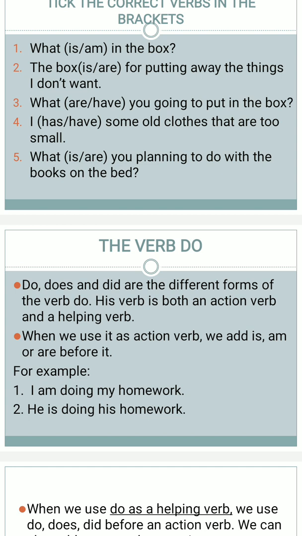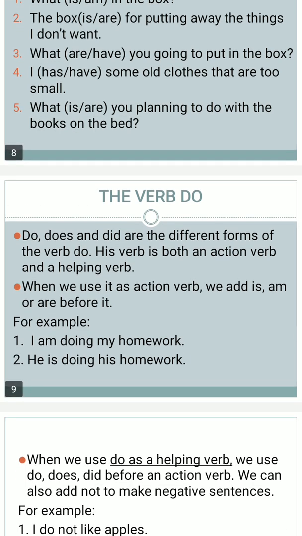I has or have some old clothes that are too small. With I, we always use the helping verb have. So the answer would be I have some old clothes that are too small. What is or are you planning to do with the books on the bed? Similarly, as I've already told you, with the word you, we always use are. So it would be what are you planning to do with the books on the bed?